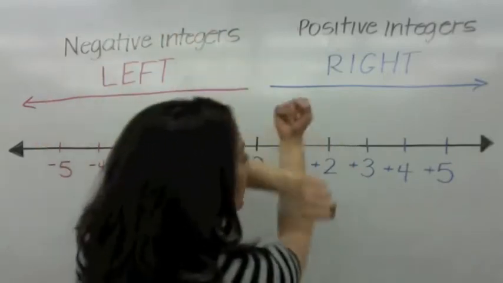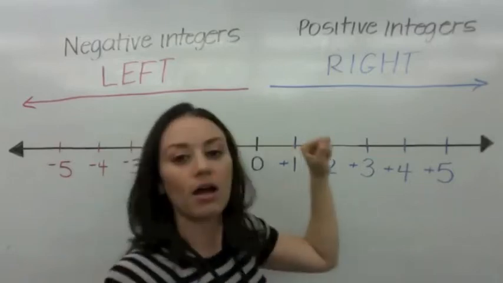Negative to the left, positive to the right. It's the integer song, I could dance all night.